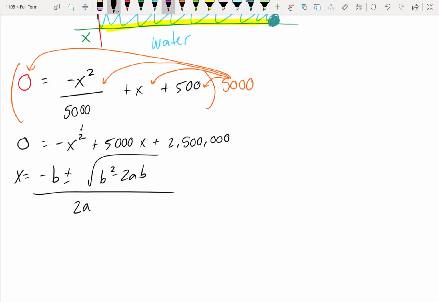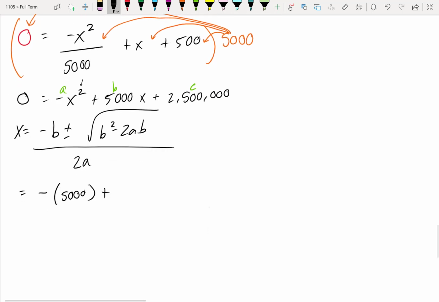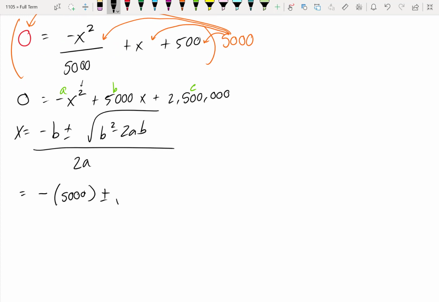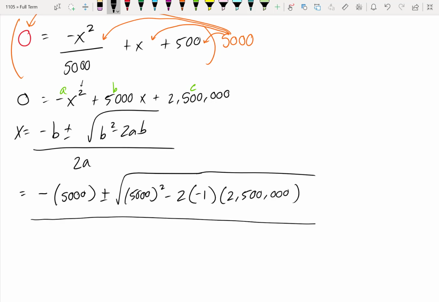And where do the a, b, and c come from? Very easy, they come from our quadratic. So let's plug it in. We have negative b, which is 5,000, plus or minus, sorry, the square root of b squared, so 5,000 squared, minus 4 times a, which is negative 1, times c, which is 2,500,000. Not often you work with those big numbers. All over 2 times a, which is negative 1.